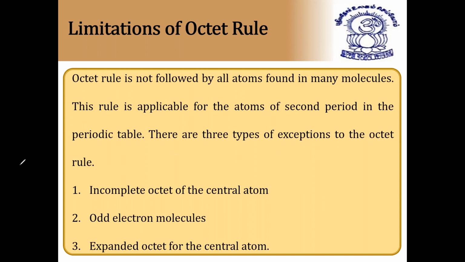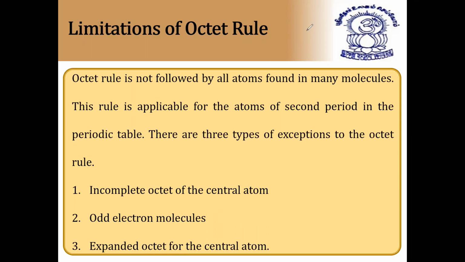There are 3 types of exceptions to the octet rule: incomplete octet of the central atom, as I discussed, odd electron molecules, and expanded octet for the central atom, like electron deficient, electron sufficient, and electron rich. That we are going to discuss now. So these are the three types of exceptions to the octet rule.